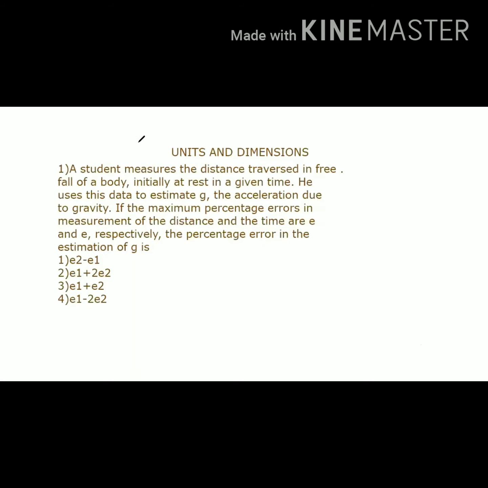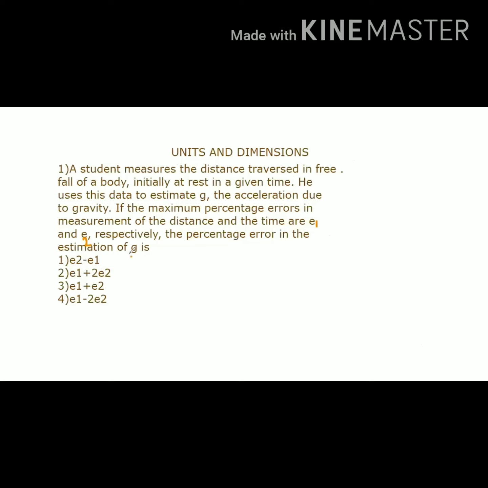So the first question is: a student measures the distance traversed in free fall of a body initially at rest in a given time. He uses this data to estimate g, the acceleration due to gravity. If the maximum percentage errors in the measurement of distance and time are E1 and E2 respectively, the percentage error in the estimation of g will be.